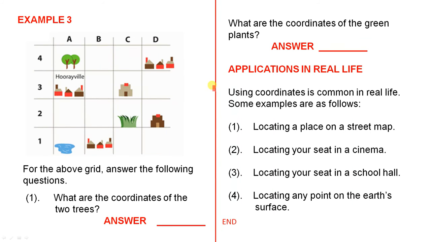So the next example. For the above grid, answer the following questions. What are the coordinates of the two trees? So we find out where the two trees are, and here they are. Okay, so notice here we have the letters up the top and we have the numbers here. So sometimes A, B, C and D could be down the bottom. So the two trees are here. So remember, we always do the horizontal first. So it's A4. Okay, so A4.